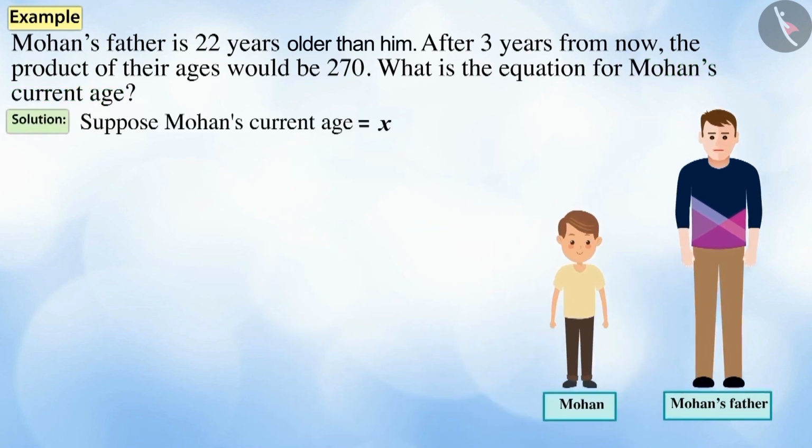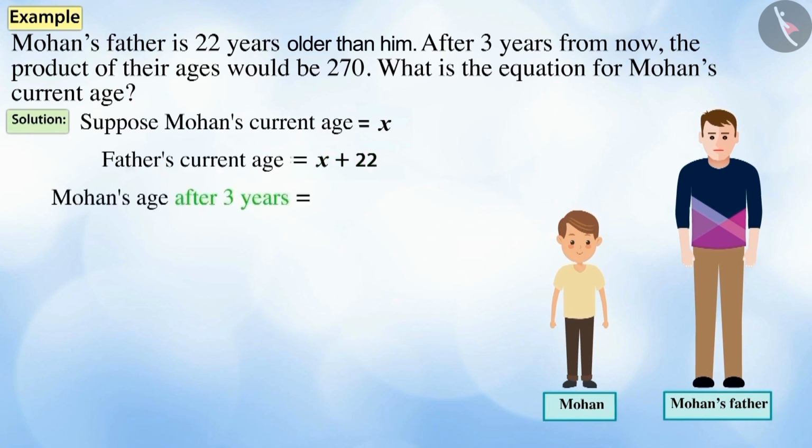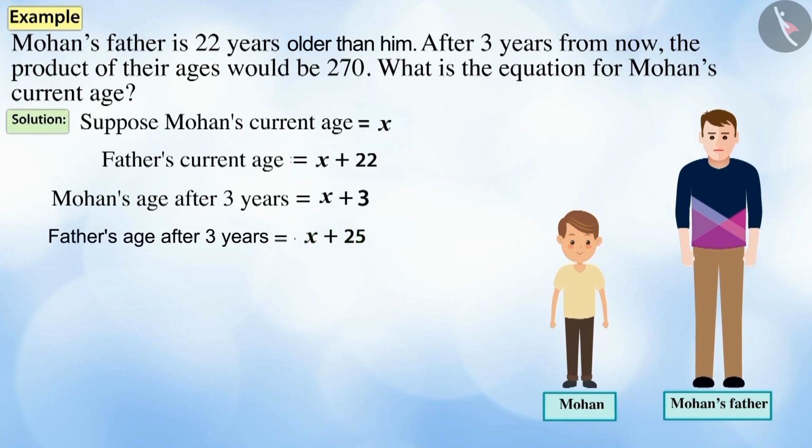Let Mohan's current age be x years. Then, his father's age would be x plus 22 years. Mohan's age after 3 years would be x plus 3 years. And his father's age after 3 years would be x plus 22 plus 3, that is, x plus 25. Therefore, the product of their ages equals (x plus 3) times (x plus 25).